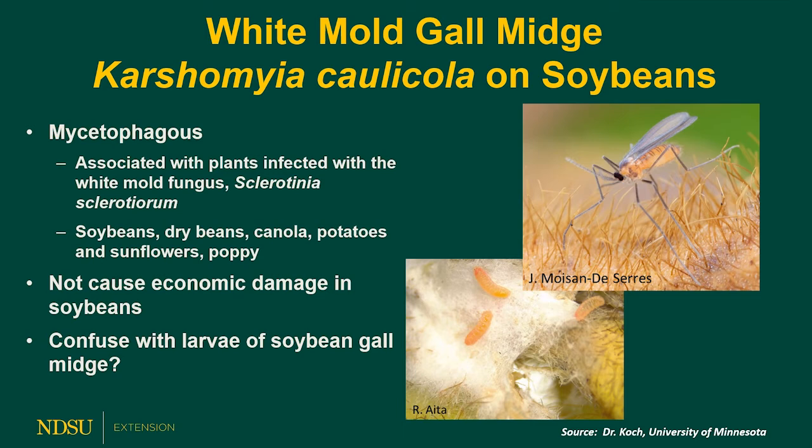Moving on to the white mold gall midge. This midge is mycetophagous, so it feeds on fungi, and it likes the white mold Sclerotinia fungus. Both the midge and the white mold have been observed in soybean, dry beans, canola, potato, sunflowers and poppy flowers. And remember, this one does not cause yield loss in soybeans. But as you can see from the pictures, it looks very much like the soybean gall midge, so we are concerned that it will be confused.